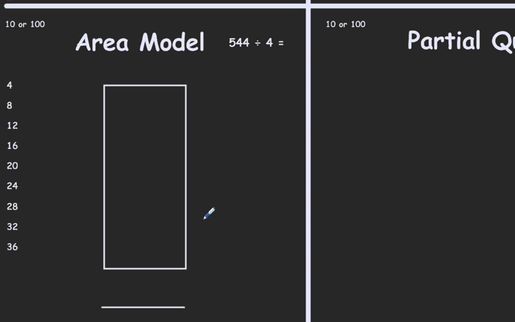Alright, so let's walk through this area model together. So you had 544 divided by 4. If we're using the area model, we're going to keep our dividend to the side here. We'll put 544. And our divisor, which is 4, will go on the top over here. Now, with this, we're going to try to take as much out of this as possible. So that's why it's a good idea to have your multiples of 4 to the side here.